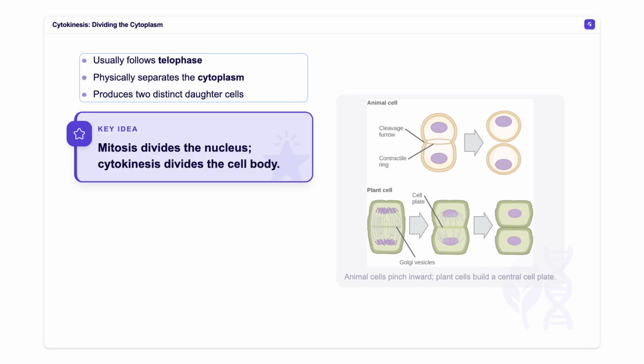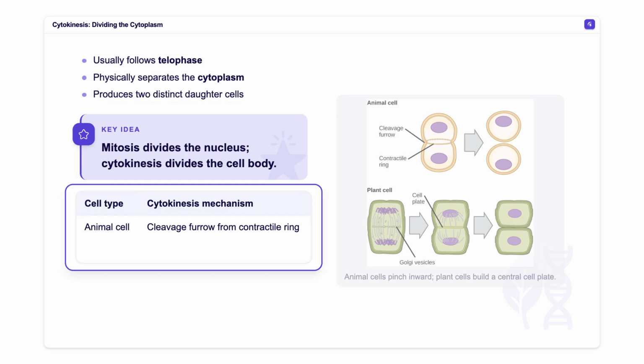Keep this distinction clear. Mitosis divides the nucleus, while cytokinesis divides the cell body. They are connected parts of cell division, but they are not the same process. In animal cells, cytokinesis happens by pinching inward. A contractile ring, made of protein fibers, tightens under the cell membrane and creates a cleavage furrow, which is the groove that squeezes the cell into 2.